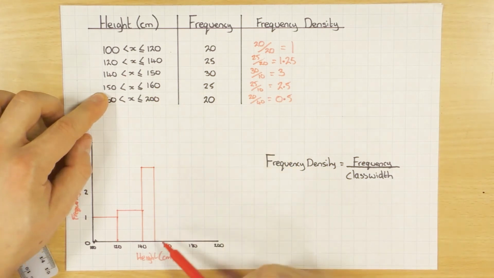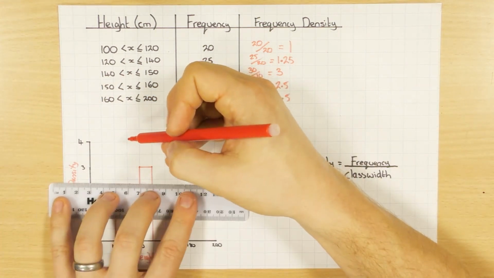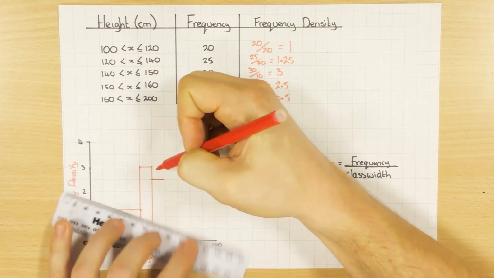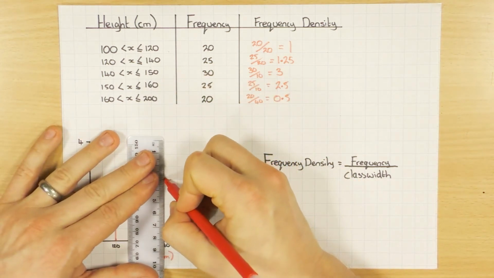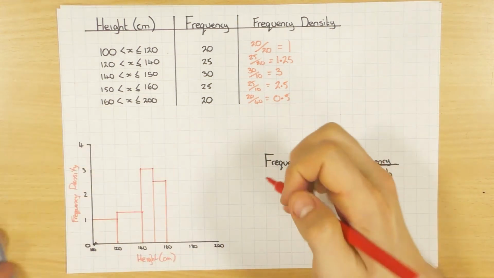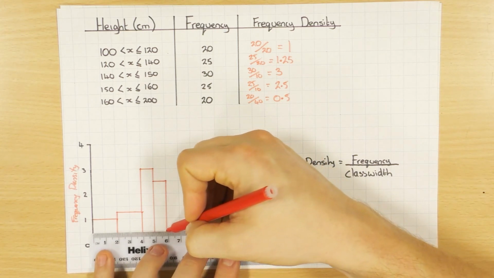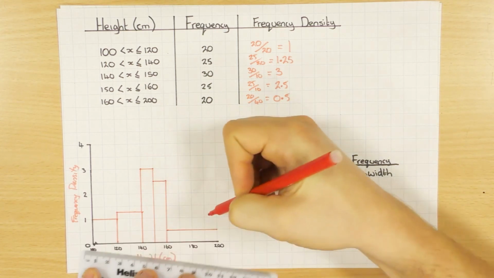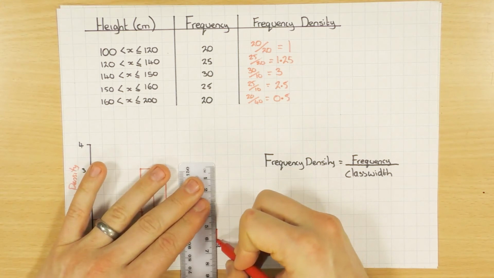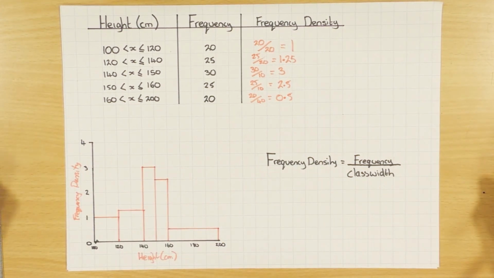Next one, 150 to 160, so again just one square there, that's 2.5, so 2.5 is at that point there. And the last one between 160 and 200 is 0.5, and then 0 to 1, so that'd be the first square, like so. Okay, and that's how you draw a histogram. But why is it useful? Why is it better than a bar chart?